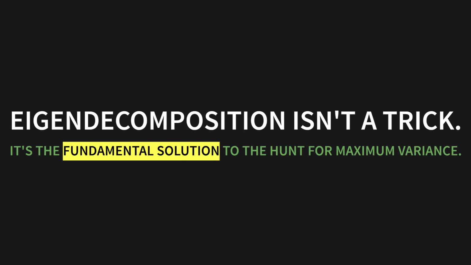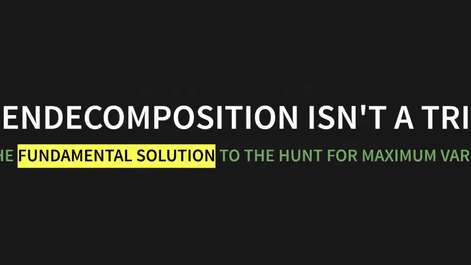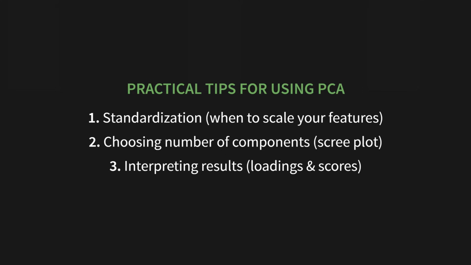And in the real world, there are some practical questions we have to answer. In this chapter, we're going to cover 3 critical practical tips for using PCA. First, standardization: when and why you need to scale your features. Second, choosing the right number of components to keep, using a tool called a scree plot. And finally, the most important part, interpreting your results using loadings and scores to tell a story with your data.